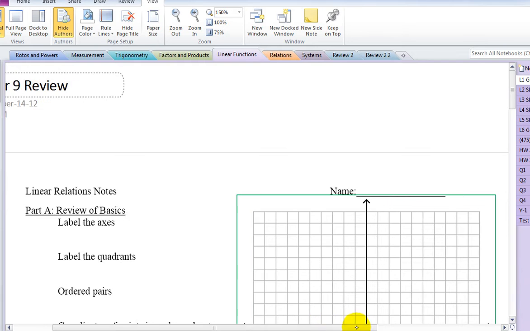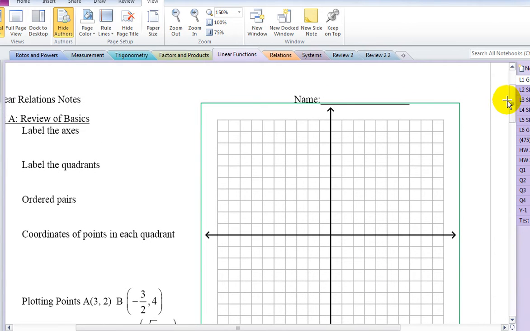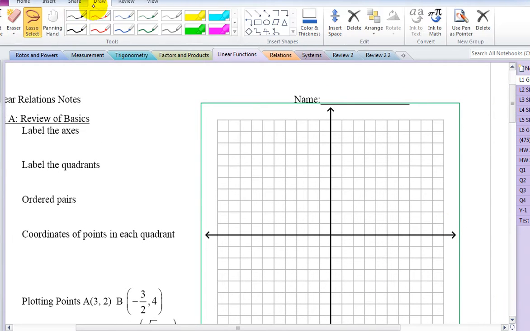Here we go. So real quickly, we want to review our axes. This is what we're going to call the x-axis. And this is called the y-axis. So this one here is what we call vertical, straight up and down. And the other one then would be horizontal.